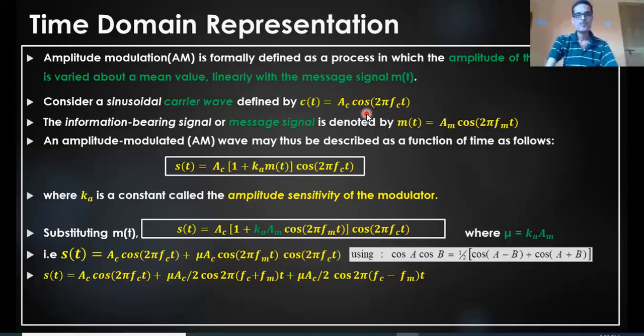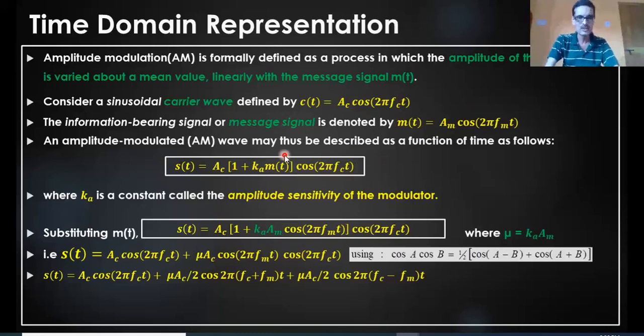Now, let us again consider one more signal, that is a message signal or information bearing signal. That means it's an information signal or a message signal or a low pass signal, which is represented by m(t) = Am cos 2 pi fm t. Fine, this is our message signal, this is the carrier signal. Now we'll start by assuming that I have a standard AM equation.